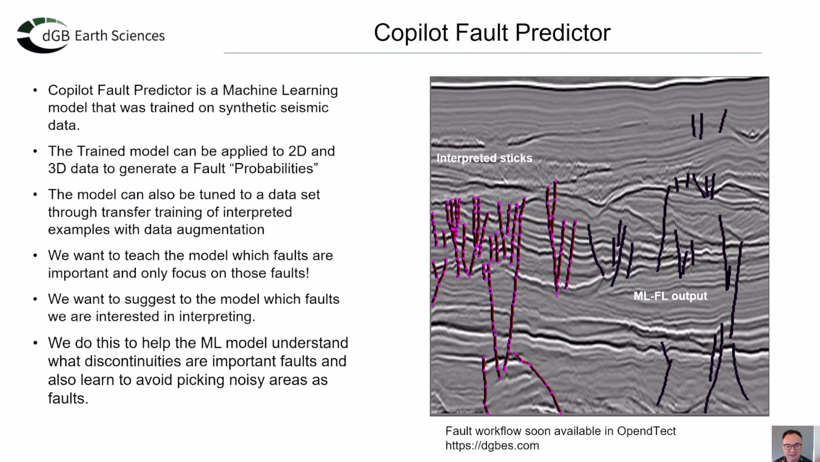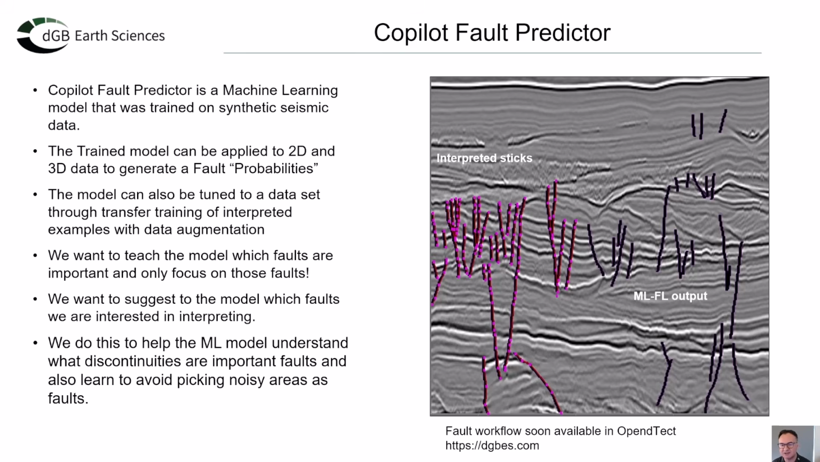In that regard, we can describe a workflow that we're currently working on in OpendTect, which we call a co-pilot fault predictor. And this is a machine learning model that's trained on synthetic seismic data. The trained model can be applied to 2D and 3D data to generate fault probabilities. And then you can tune that to a data set using transfer learning using interpreted examples with data augmentation.